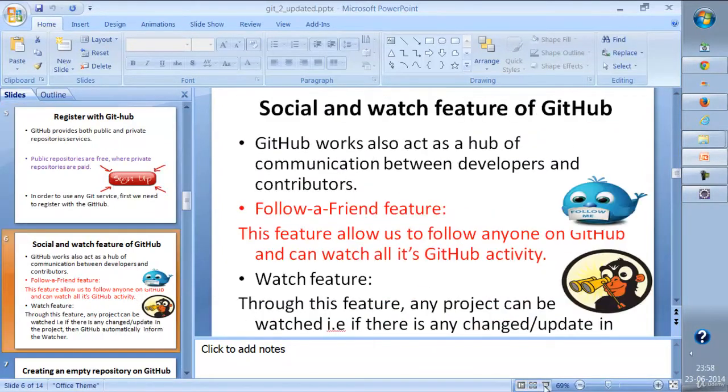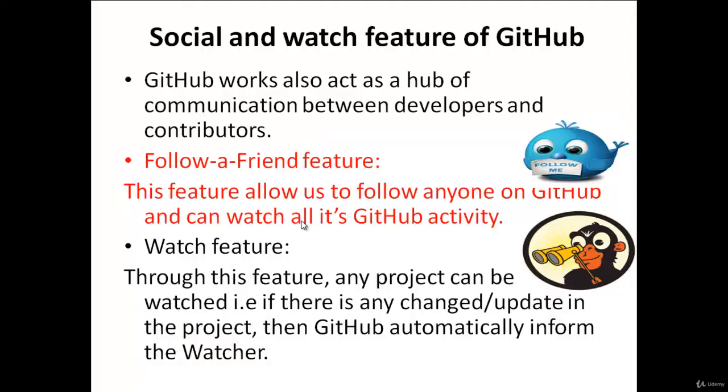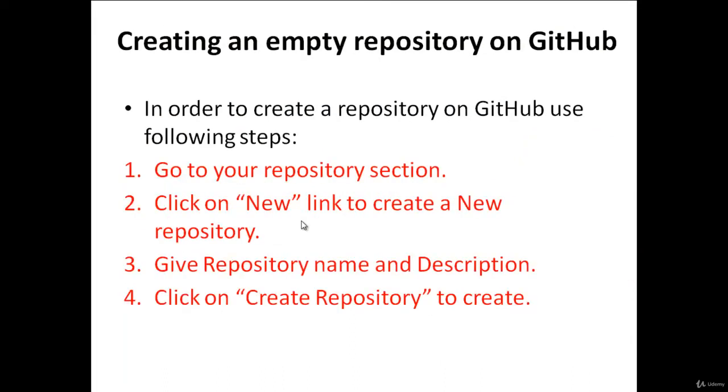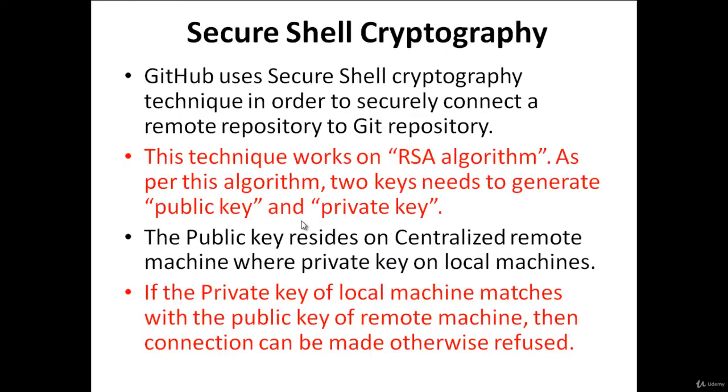So far we have seen the various features of GitHub, the social and watch features that you can use. Then we saw how to create an empty repository. We have followed all these steps, right? And now secure shell cryptography, the SSH key that we are going to use. GitHub uses the secure shell cryptography technique in order to securely connect to the remote Git repository, right?